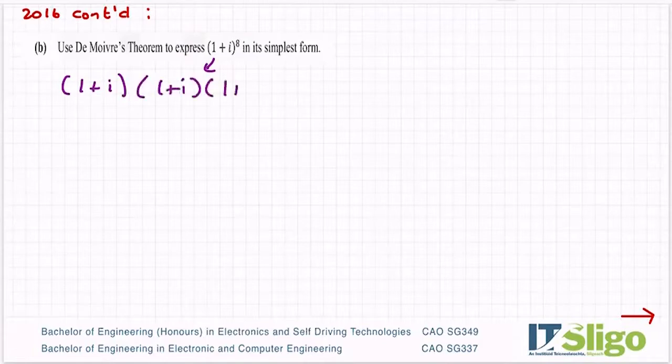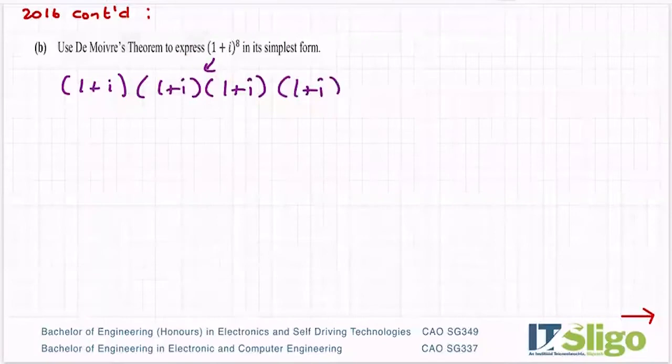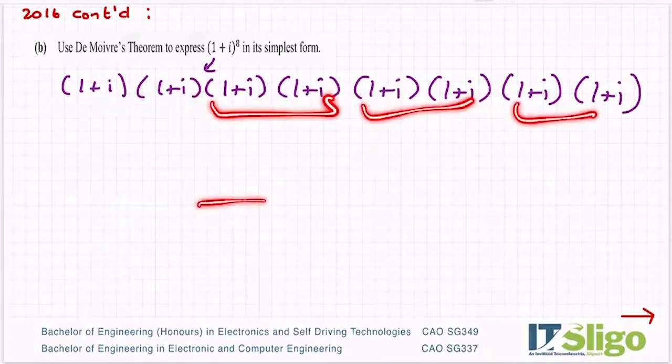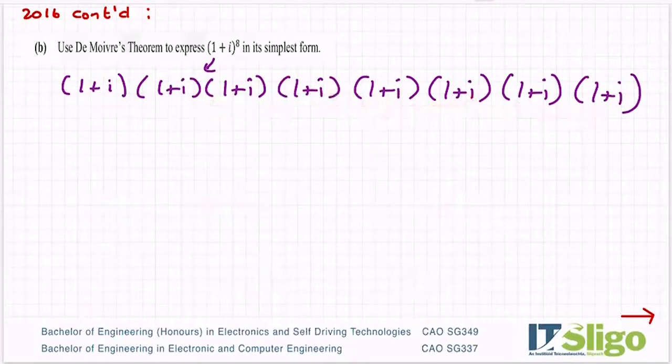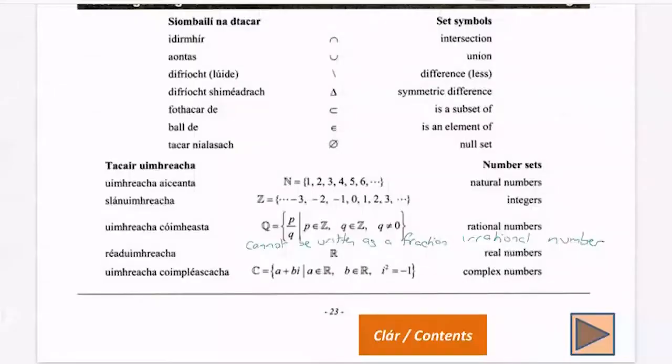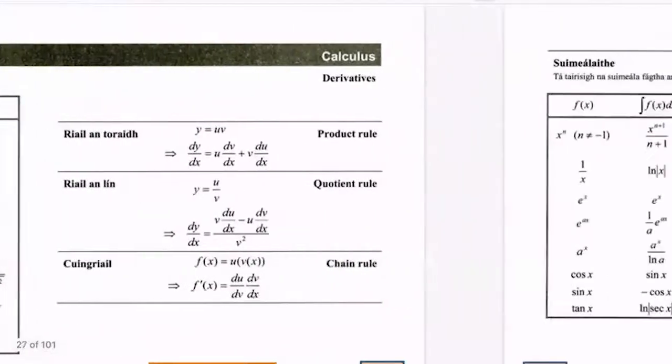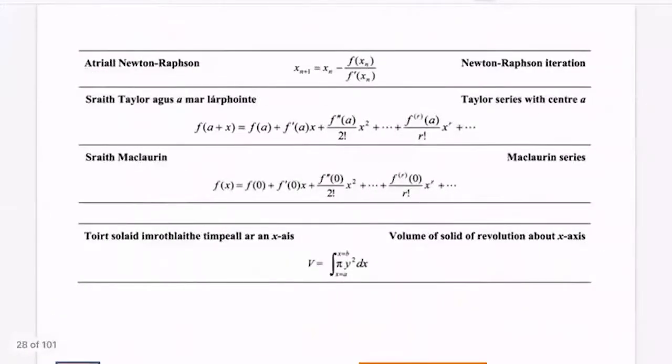If I was to work it out the long way, in rectangular form as it's written there now, I would have to do this. 4, 5, 6, 7, 8. That is 1 plus i to the power of 8. You do 2 brackets at a time, maybe 2 more and 2 more and 2 more, and then start multiplying the answers by each other. So you can see there's a lot of computation to it. De Moivre's theorem was invented to get around computation of complex numbers.